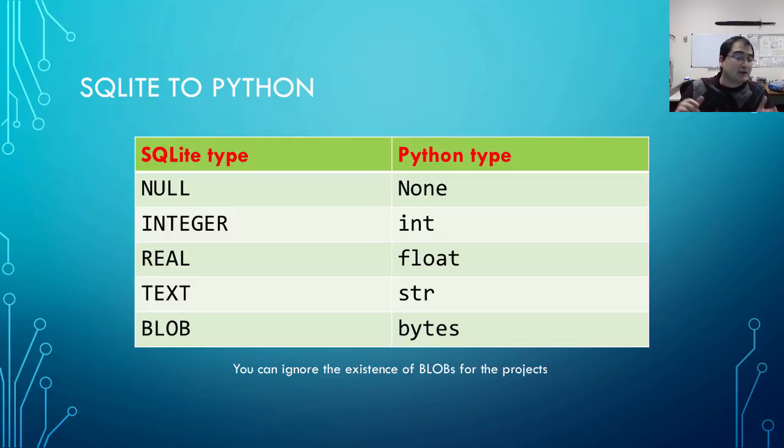How do you represent text? You can use the string type. How do you represent blob? You can use the bytes type. But in reality, we won't be doing anything with blob or bytes. You can ignore that row in this table.